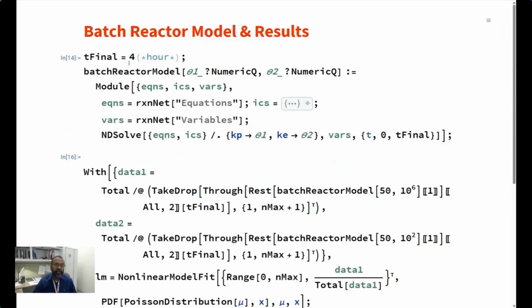The polymerization reactors run for 4 hours, and the model is written as a function of 2 parameters, theta 1 and theta 2, which correspond to the propagation rate constant and the exchange rate constant. Note that the equations and state variables can be conveniently extracted using associations.